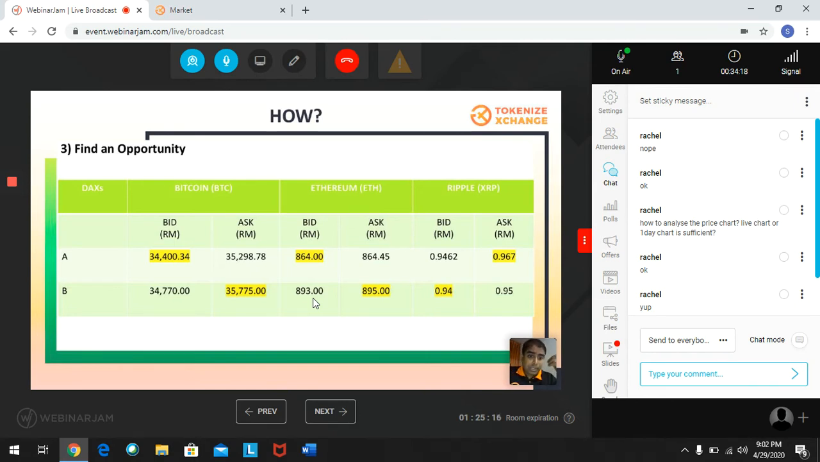And Rachel, if you are new into this, I will advise you to do virtual arbitrage trading. Basically, open up an Excel sheet and practice buying from platform A and then selling at platform B. You can practice that way, and once you're very confident, then you can try it in the market.